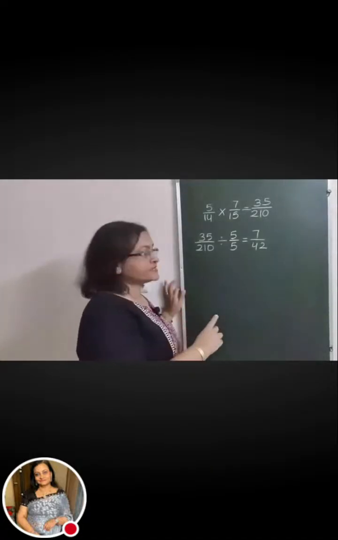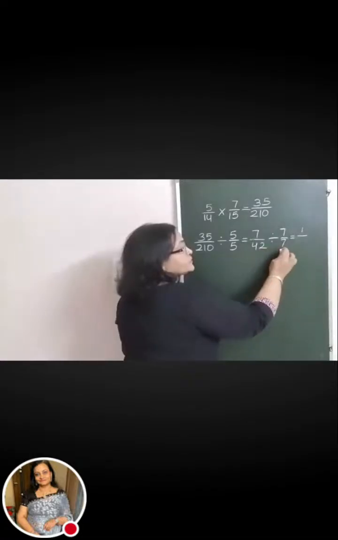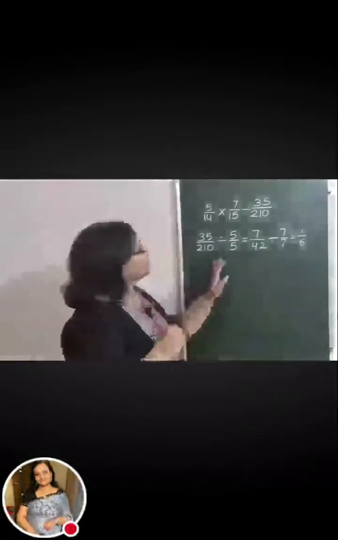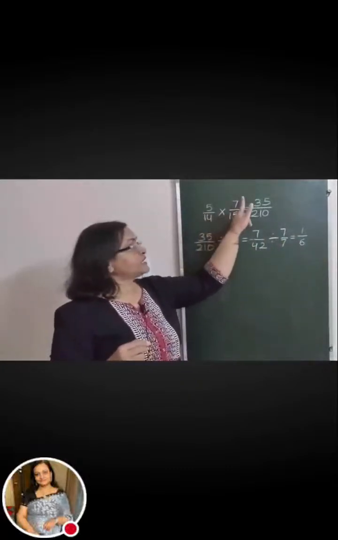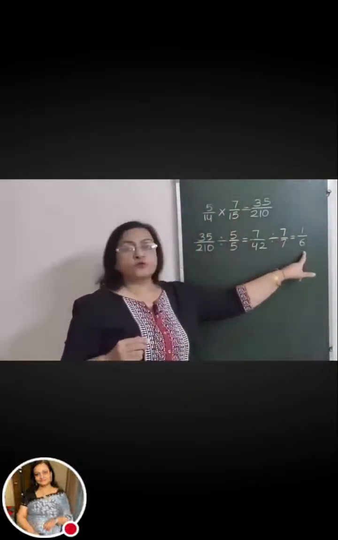Let's divide it by 7. 7 divided by 7 is 1. 42 divided by 7 is 6. So this way we have got our answer as 1 upon 6. 5 upon 14 multiplied by 7 upon 15 is equal to 1 upon 6.